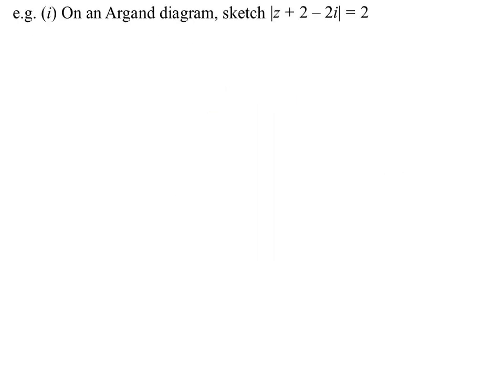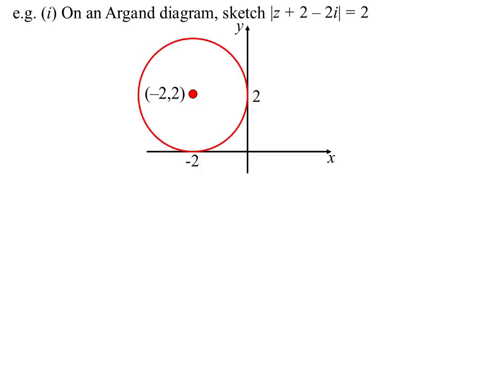We're going to sketch this. So we look at it and we say, what is it? Modulus of z plus some other number in this case is equal to 2. It's a circle. We recognise that's a circle. Let's draw it. The centre is going to be at -2, 2.